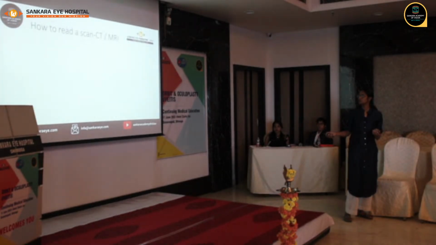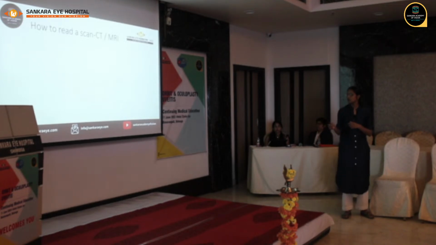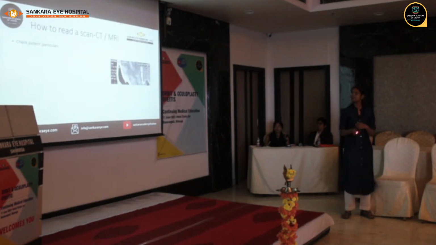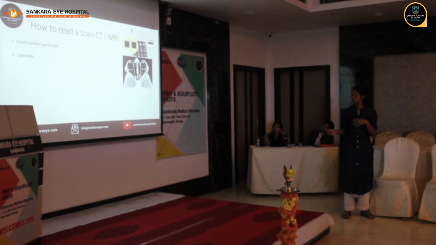Next we'll move on to how to read a scan. First thing you should do in a CT scan is always check the patient particulars. At one corner you have the patient details, and on the other corner you have the type of scan it is, and what sequence, if it is MRI, will be written on this. The next thing you should see is your laterality. Whatever is towards the left of yours is the right eye, and whatever is to the right is your left. So this is the right eye and right orbit, and this is the left eye, left orbit.